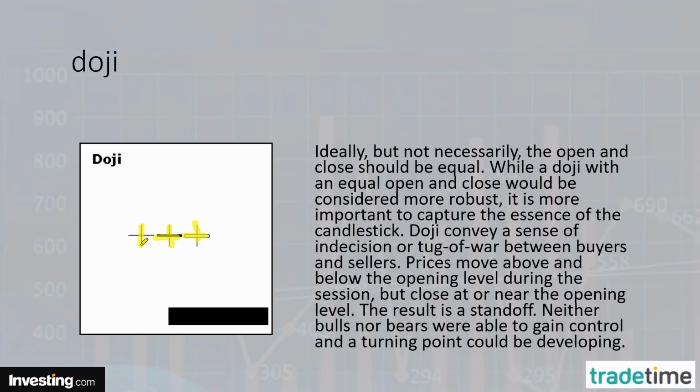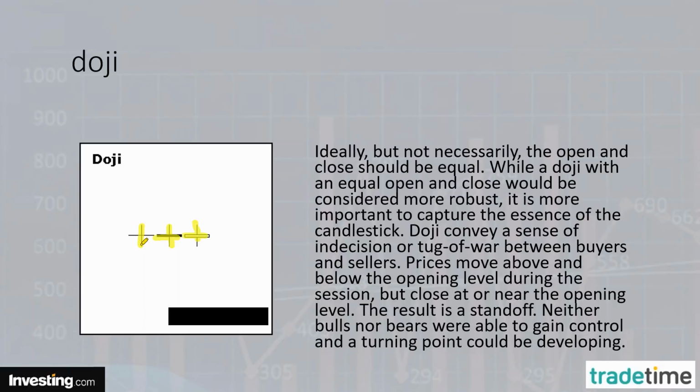So ideally, but not necessarily, the open and the close should be equal. While a doji with an equal open and close would be considered more robust, it is more important to capture the essence of the candlestick. Dojis convey a sense of indecisiveness or tug of war between buyers and sellers. Price moves above and below the open during the session, but closes at or near the opening. The result is a standoff. Neither the bulls nor the bears were in control.